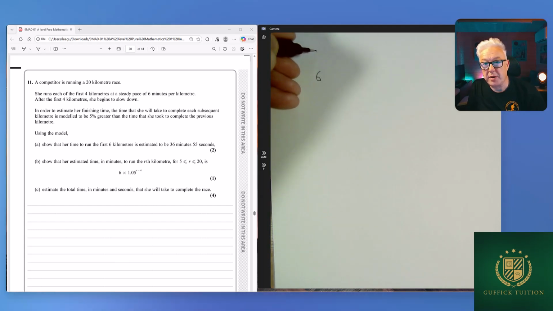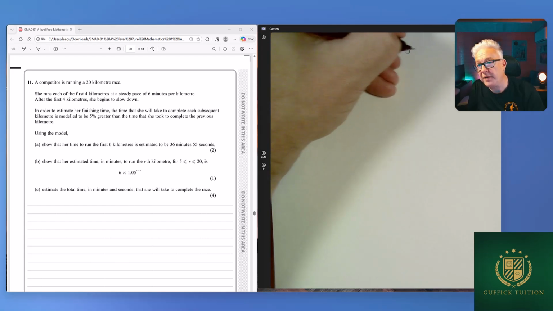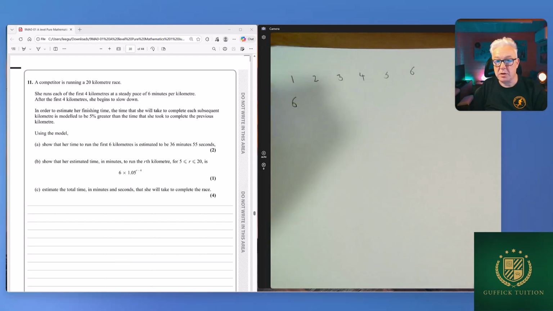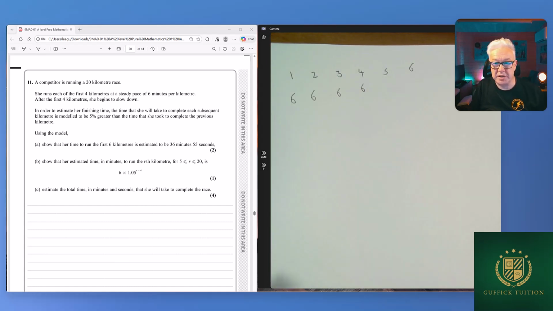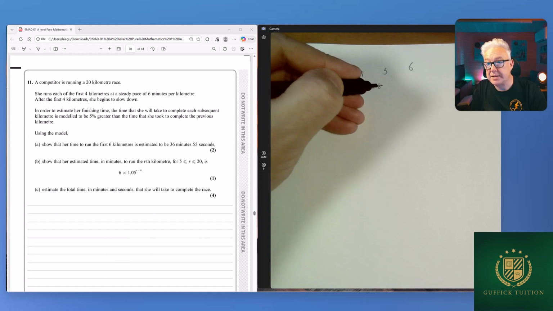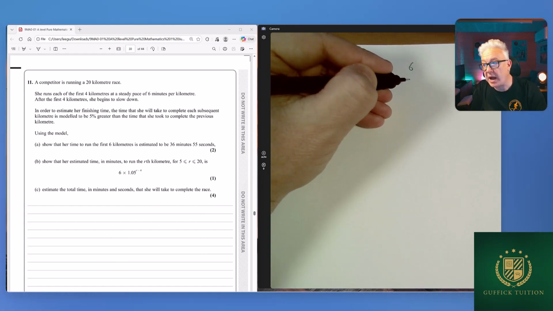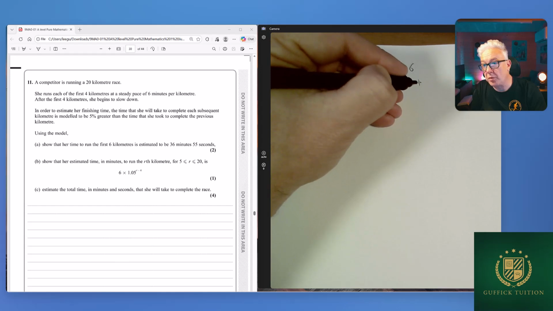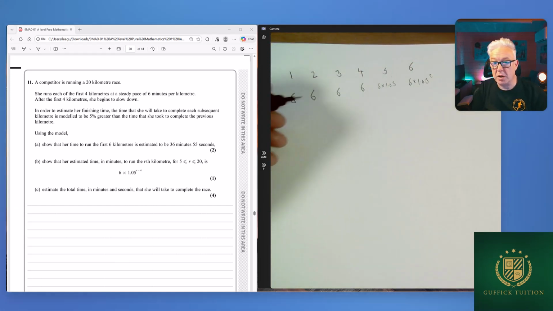Okay, so we know that she's going to run the first 4K at a steady 6 minutes per kilometre. So we've got the first kilometre, the second, the third, the fourth, the fifth, and the sixth. Kilometres 1, 2, 3, and 4 are all run at 6 minutes per kilometre. The next one is run at 6 times 1.05, and the one after that at 6 times 1.05 squared. So we need to work all of that out.